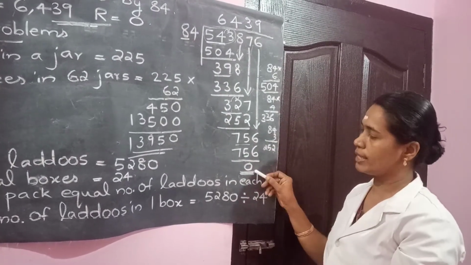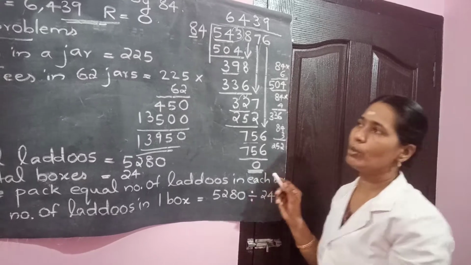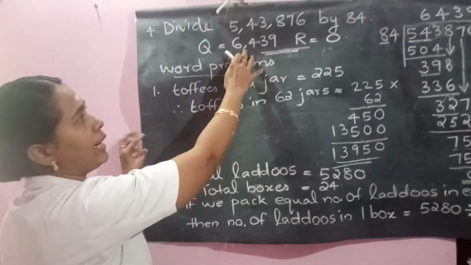So what is our answer? 0. And in the question they asked you to write the quotient and remainder. Quotient means the number on the top.